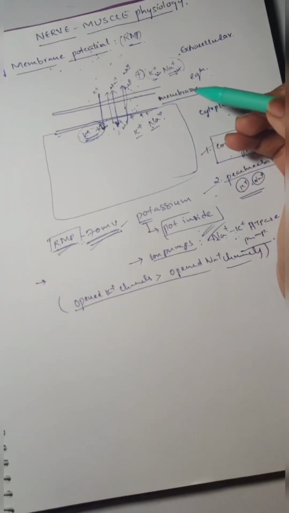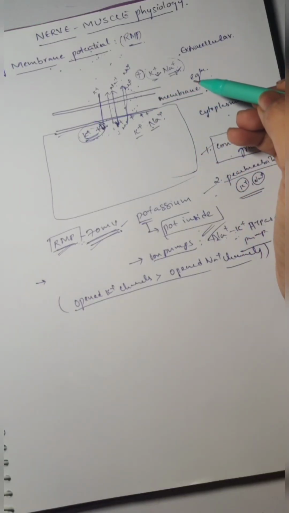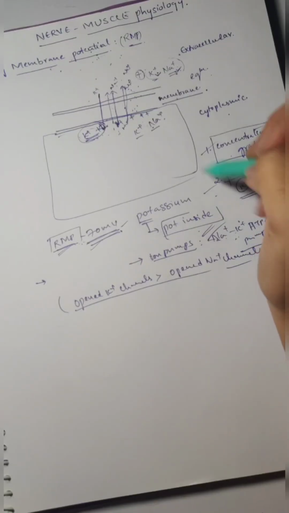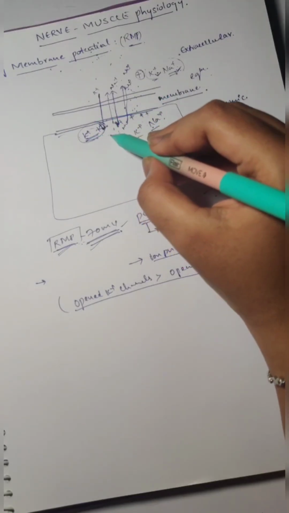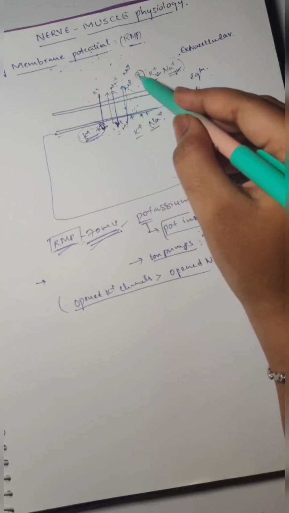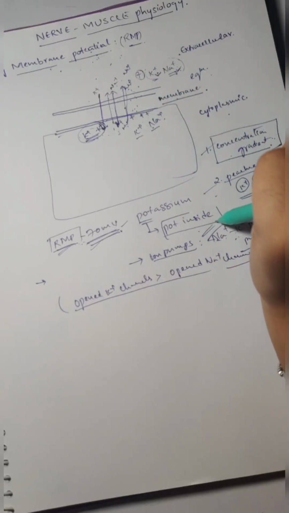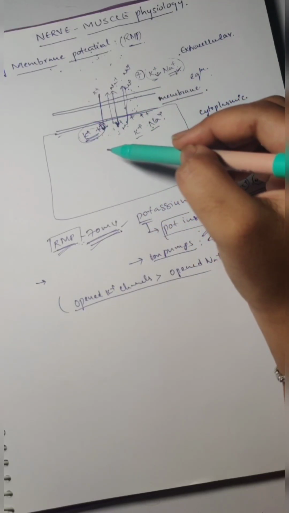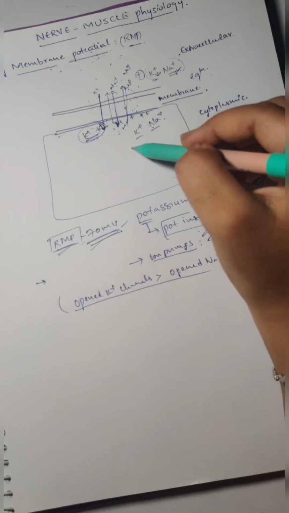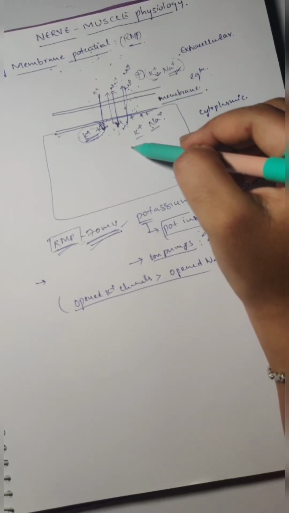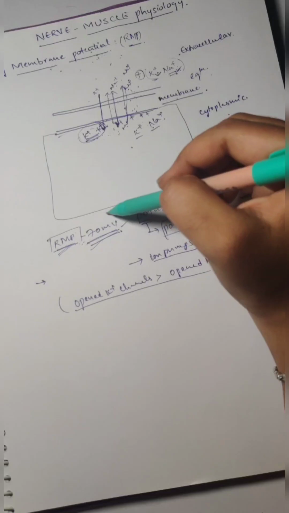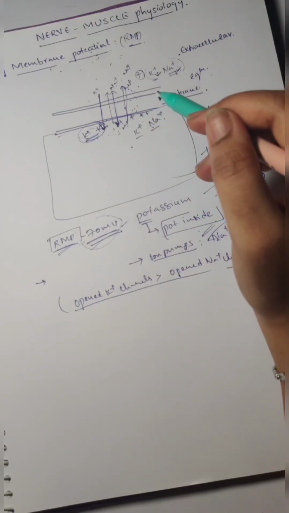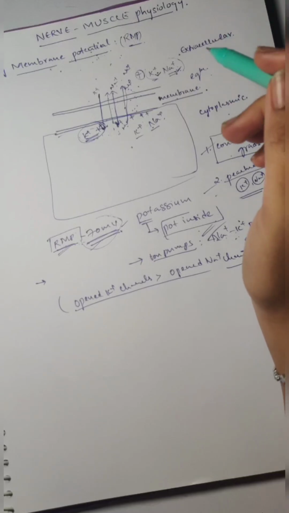It means that the resting membrane potential is maintained by the pump. That is, all these potassium ions inside and sodium ions outside are maintained by this pump. Since potassium ions are more inside, the resting membrane potential is equal to the potential of the potassium ions. Simply, that's it.